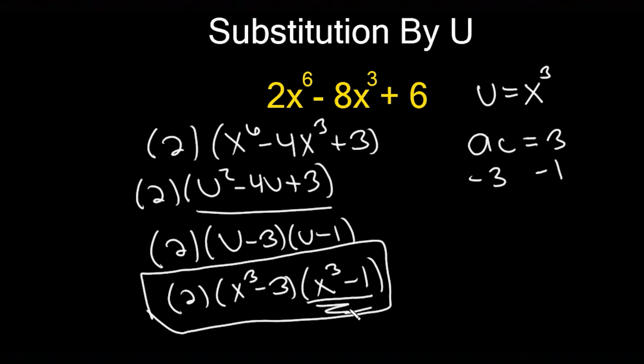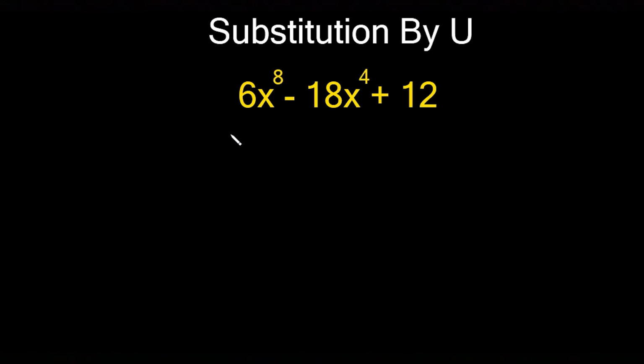So let's go ahead and try one more example. So here's our last example. And again, you want to try to pull out a greatest common factor. On this one here, I can pull out a 6. So pulling out a 6, and then I'll get x to the 8th power minus 3x to the 4th power, and then I'll get plus 2.